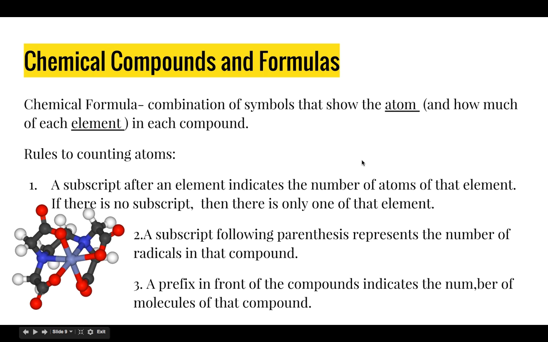Chemical compounds and formulas happen so that we can show the combination of symbols. A chemical formula is the combination of symbols that show the atoms and how much of each element is in each compound. There are some rules to counting the atoms. First, look at a subscript. Remember, that's the number that comes down slightly at the bottom of a symbol. A subscript after an element indicates the number of atoms of that element. If there is no subscript, then there is only one of that element. A subscript following parentheses represents the number of radicals in that compound. A prefix in front of the compound indicates the number of molecules of that compound.